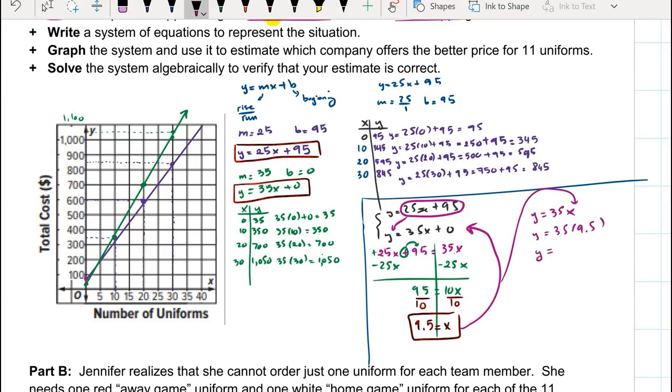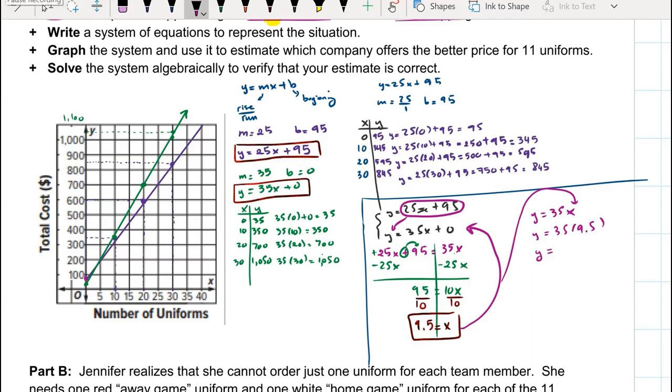Y equals... Ooh. I don't have the calculator with me. Okay, I'm going to do it by hand. I don't want to waste your time on the video, so I'm going to pause this and then use the calculator. I'm going to come back in a second.